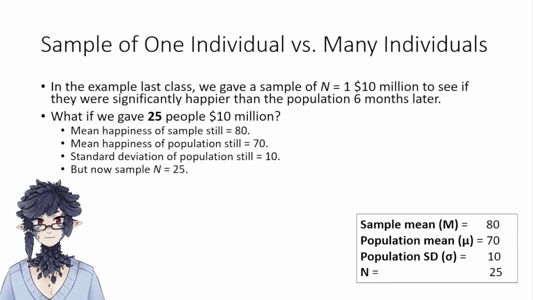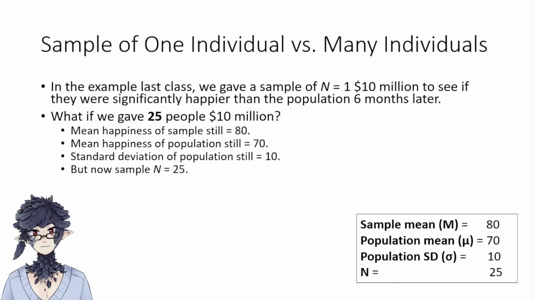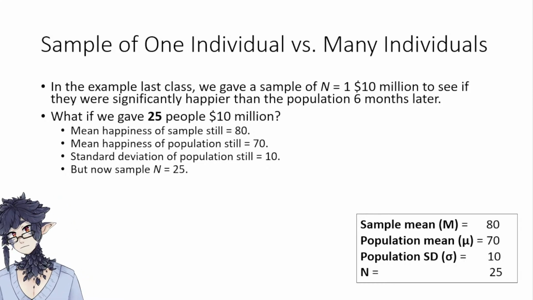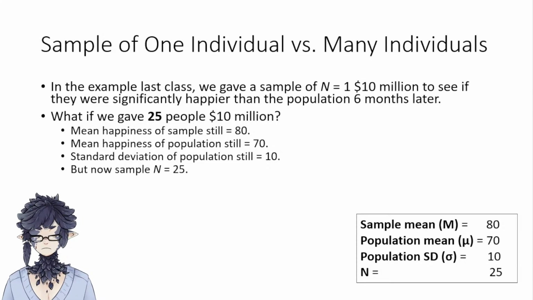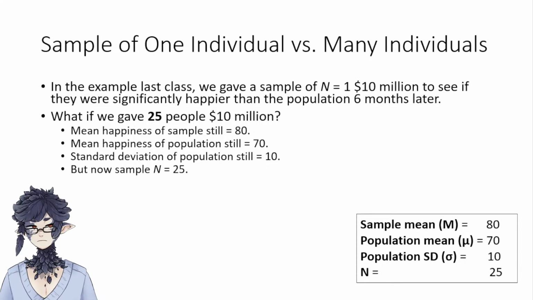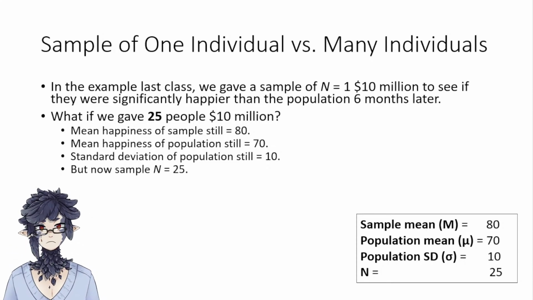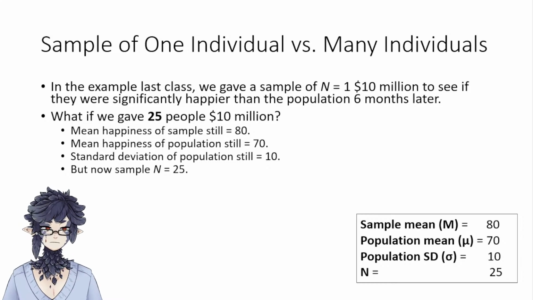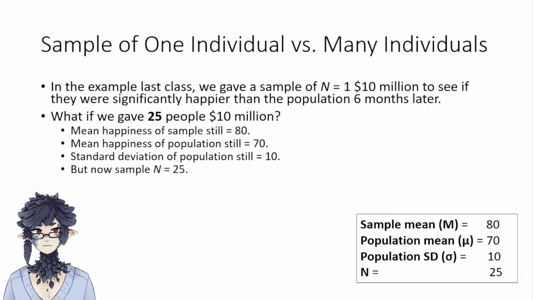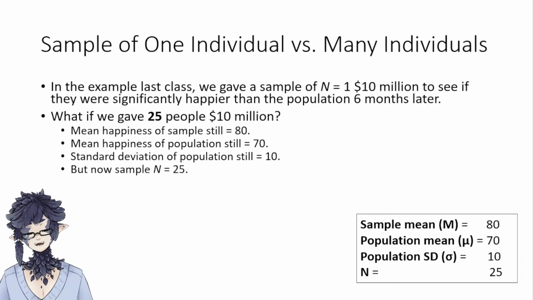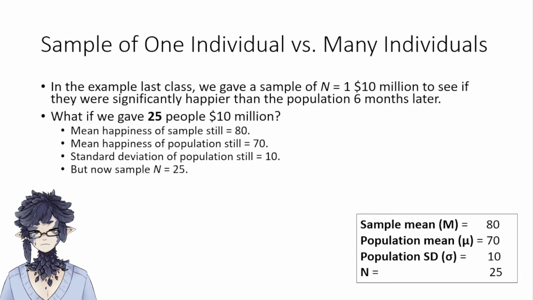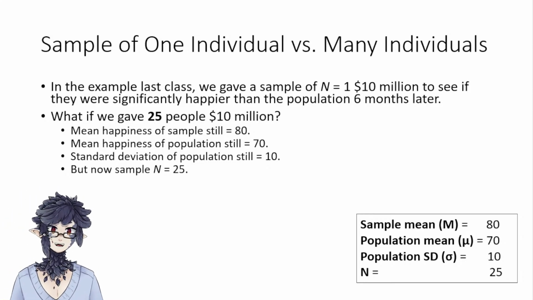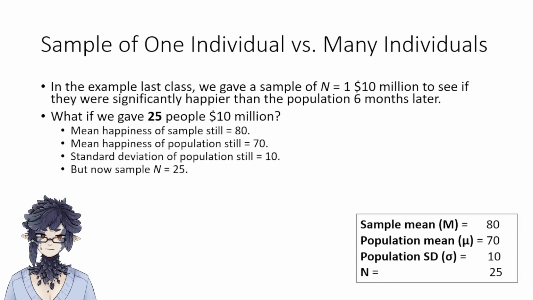To do this, first we have to establish our null and alternative hypothesis. Our null hypothesis here is probably that the $10 million does nothing. The happiness of the 25 people who got the $10 million is no greater or lesser than the general population. It had no impact on their happiness after 6 months. The alternative hypothesis is that it did have some kind of impact. There is some difference in happiness between the sample who got the $10 million and the general population that didn't, 6 months down the line.